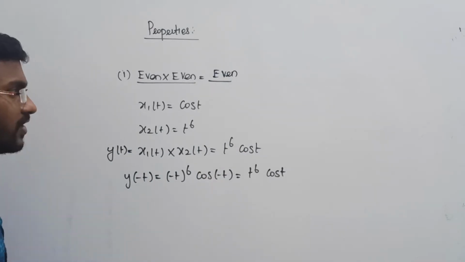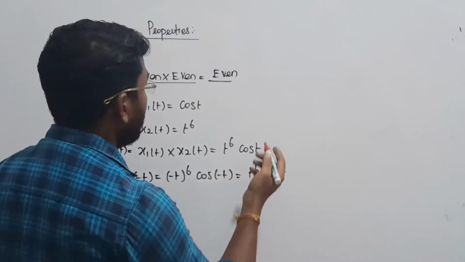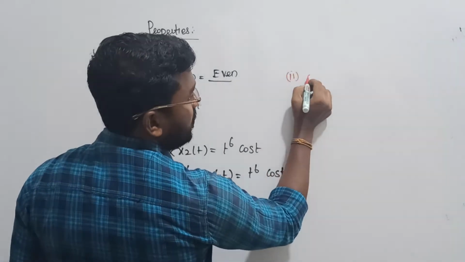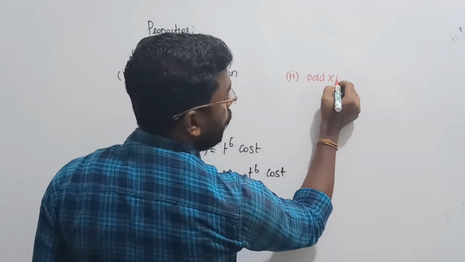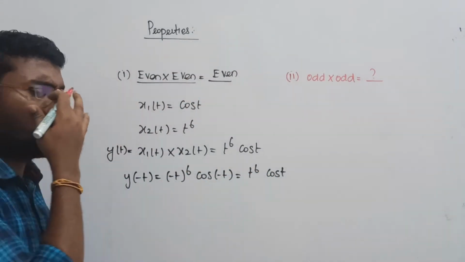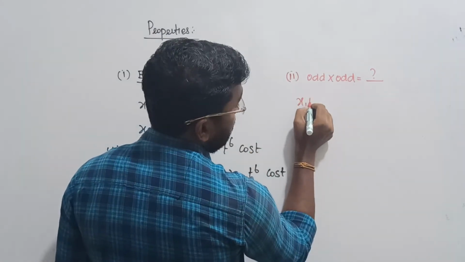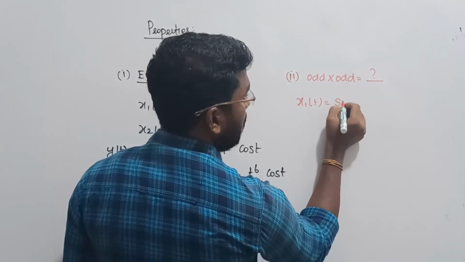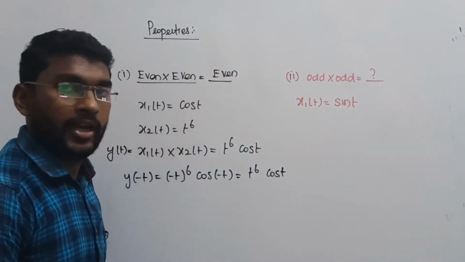Let us test whether we get the same result for odd signals also. Odd signals in the sense, we have to multiply two odd signals, and what will the resultant be? What are we going to get? That is what we want to know. Let us proceed. Let us assume the value of x1 of t is equal to sin t.